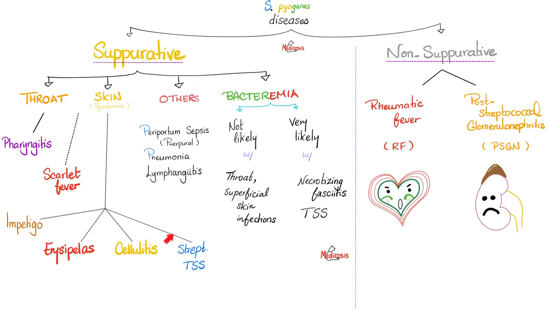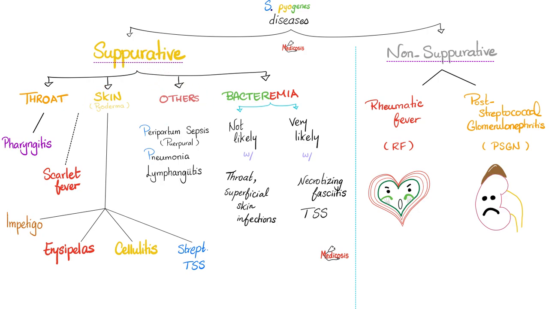The suppurative diseases include diseases in your throat, pharyngitis, and diseases in your skin, pyoderma, which include impetigo, erysipelas, cellulitis, and streptococcal toxic shock syndrome, aka toxic shock-like syndrome, to distinguish this from the toxic shock syndrome caused by Staph aureus. So toxic shock syndrome is Staph aureus. Toxic shock-like syndrome is Streptococcus pyogenes. What if I have a disease that has throat infection and skin infection? This is scarlet fever, here in between, in the middle.